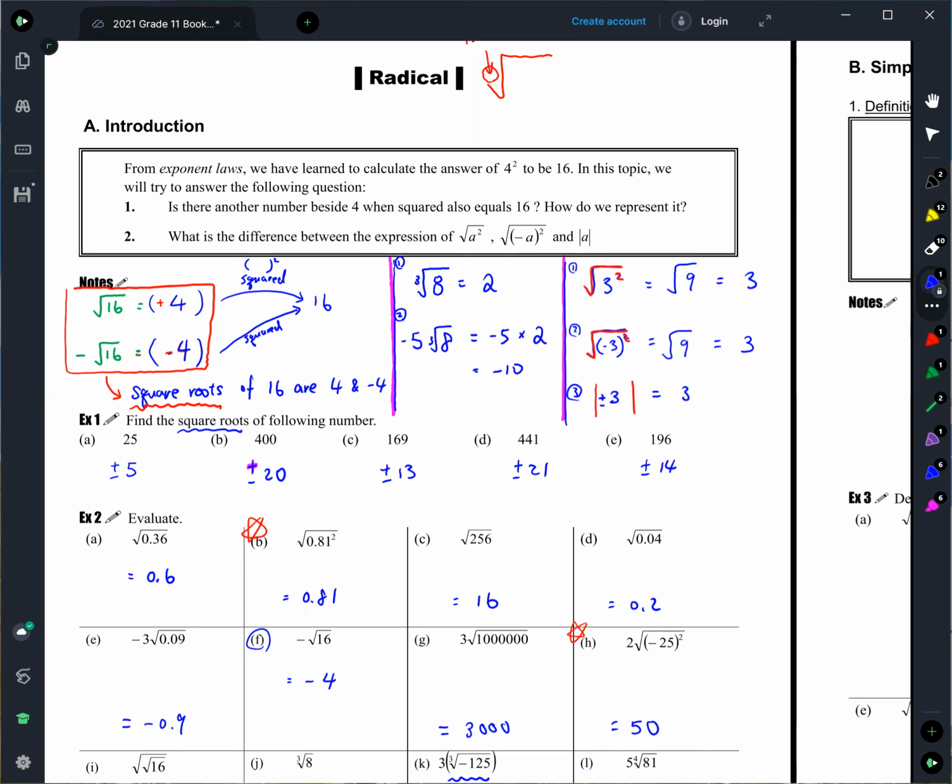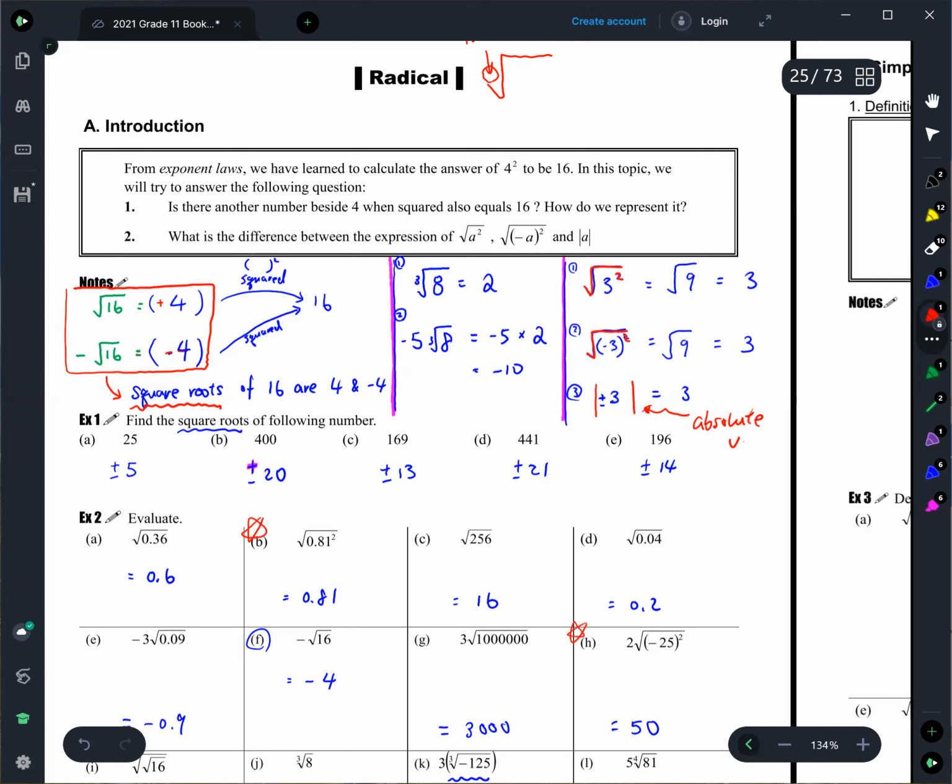Yes, okay, it's called the absolute value. So you can write this down. We will say the absolute value of 3 is 3. The absolute value of -3 is also 3. So this symbol here, the 2 bars, is called absolute value. They put it here because it has to do with the square root as well.